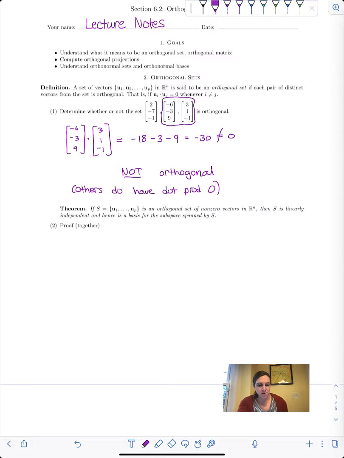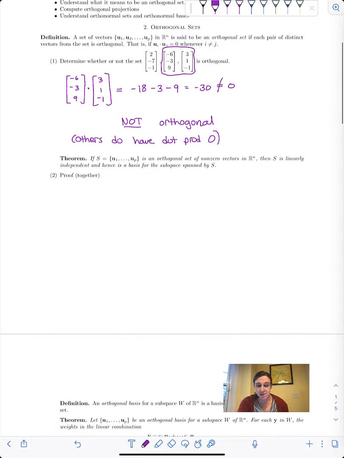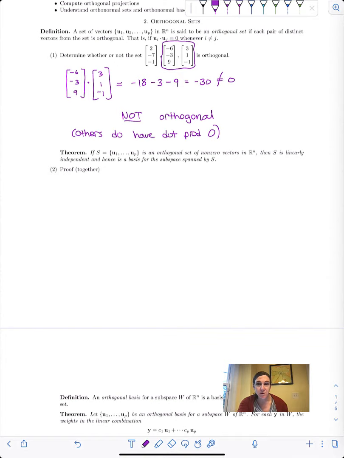Okay, so now we have a theorem. If we have an orthogonal set, in fact, that set is linearly independent, which is nice because if it's linearly independent and it spans some space, then it's a basis. So if we have a span of vectors that are orthogonal, then we automatically know that that set of vectors themselves is a basis for the space. So let's go ahead and prove that these vectors are linearly independent.